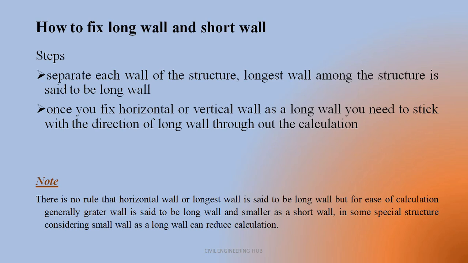Now note that there is no rule that always the longest wall is said to be long wall and the shortest wall said to be short wall. Sometimes we have a situation and we have a plan like that, that if you divide the shorter wall as a long wall and the longer wall as a short wall, it will make your calculations easy. So for that reason, there is no rule that always the longest wall in the structure is named as a long wall or the shortest wall as a short wall.